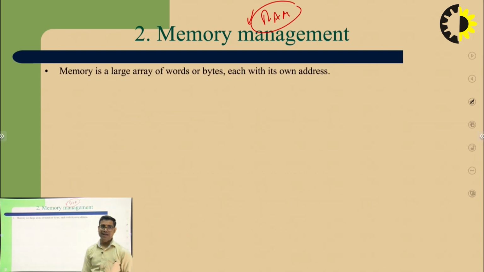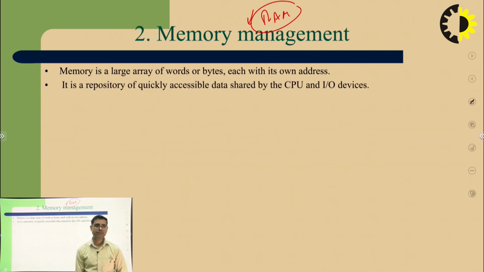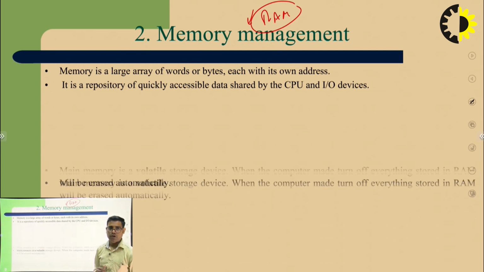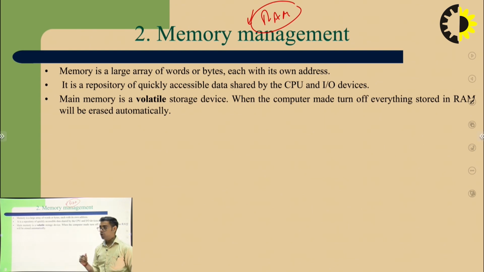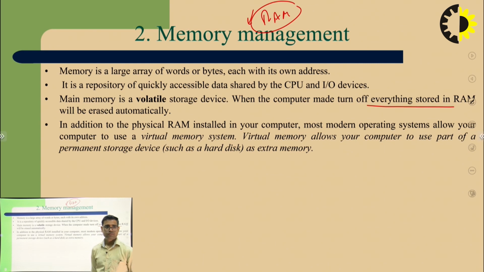Memory is a large array of words or bytes, each with its own address. It is a repository where data is shared by the CPU and IO devices. Main memory is a volatile storage device. When the computer is turned off, everything stored in RAM is erased automatically. That's why we say that RAM is volatile.